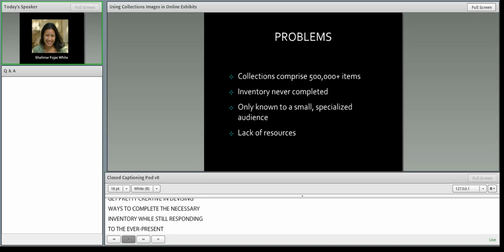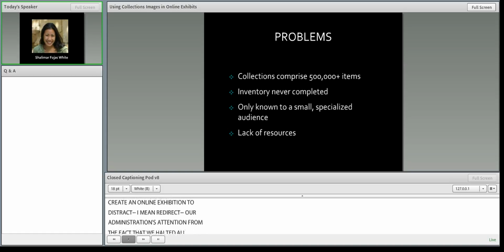As a librarian, I didn't think it responsible to continue digitizing material without establishing full intellectual and physical control over our collections. But we needed to keep our administration confident that some progress was being made. So we came upon the idea of starting a pilot project to create an online exhibition to redirect our administration's attention from the fact that we had halted all digitization to focus on our inventory. Hence, the Artamonoff business, or the project at hand.